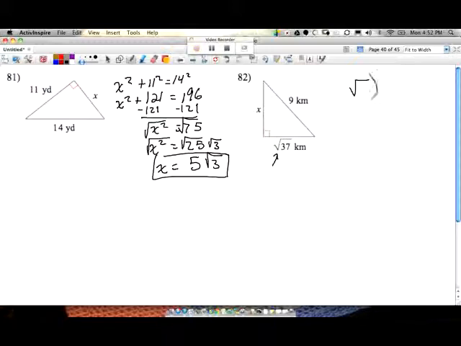Ooh, this is interesting. When you see a radical like that, remember that the radical of something squared, let's say a, whatever it is, is just a. So when you set this one up, you're going to have x squared plus square root of 37 squared equals, not plus, equals 9 squared. 9 squared is 81, no big deal, but square root of 37 squared is just 37. Easier than you would think. So watch out for that kind of thing.